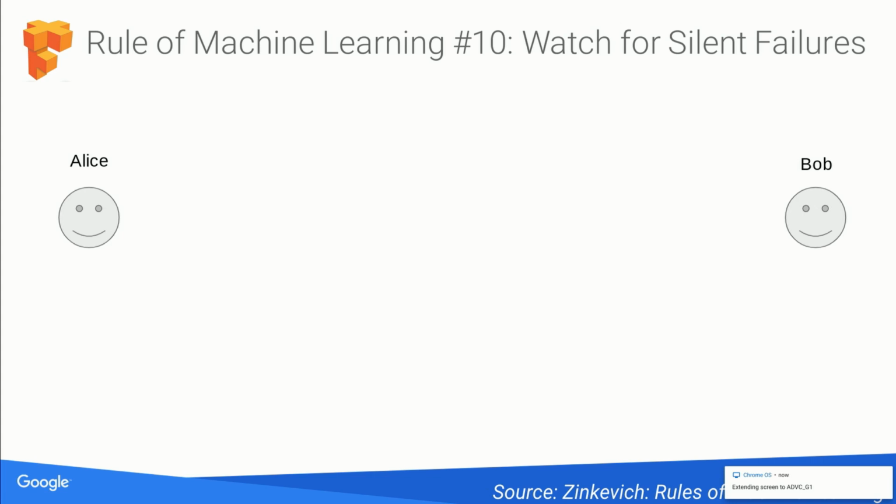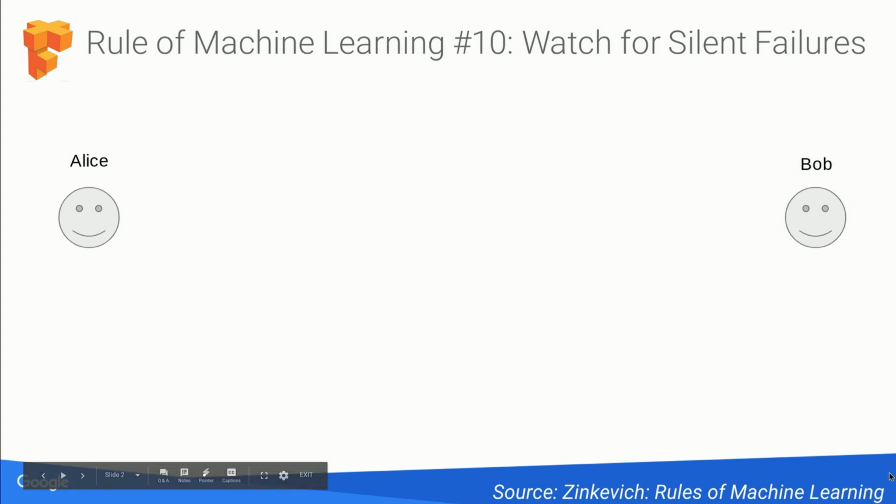All right. The motivation for this work is from the rules of machine learning, and specifically one of them, which was watch for silent failures.